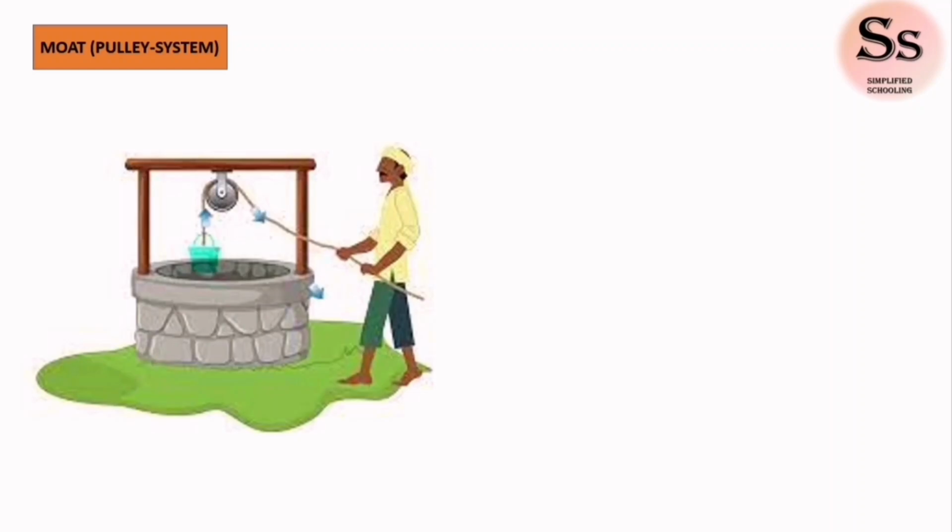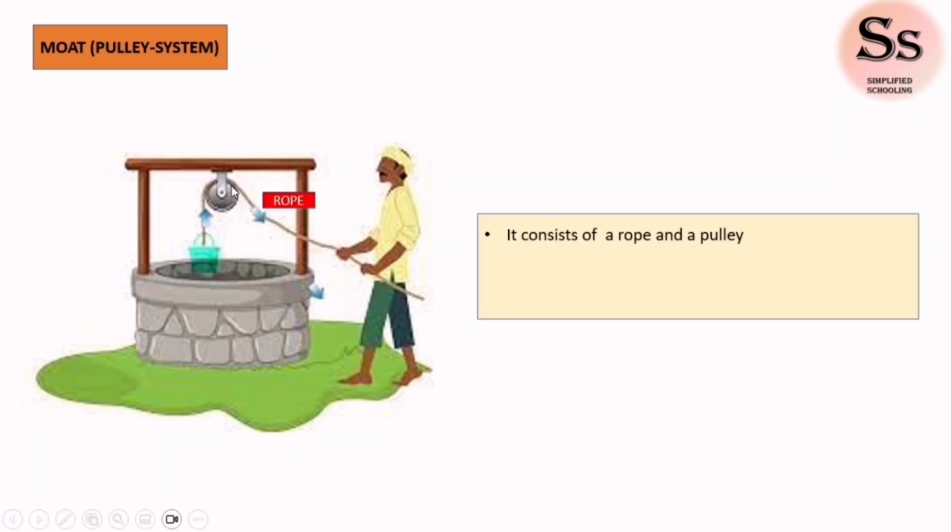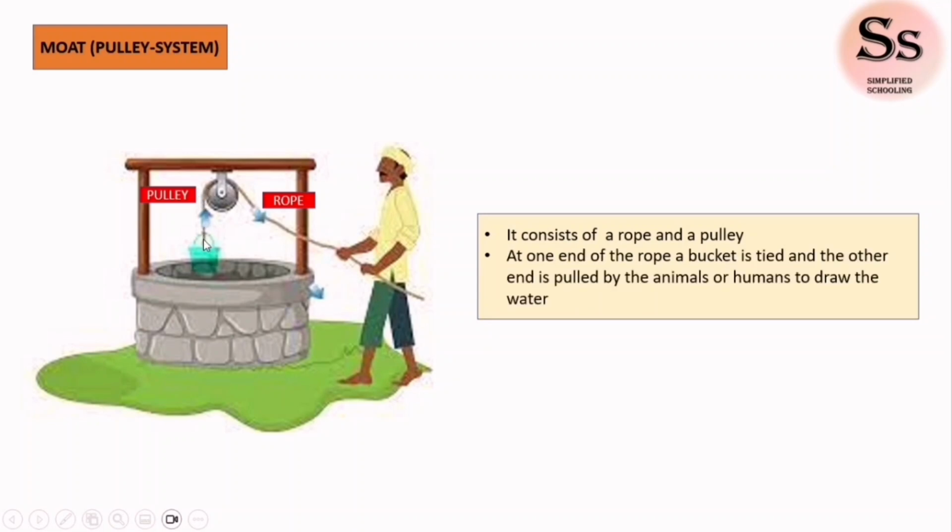The first traditional method of irrigation is moat. It is also known as the pulley system. As the name suggests, a pulley is used to draw water from the sources. It consists of a rope and a pulley. At one end of the rope a bucket is tied, and the other end is pulled by animals or humans to draw the water. And this water is used for irrigation.